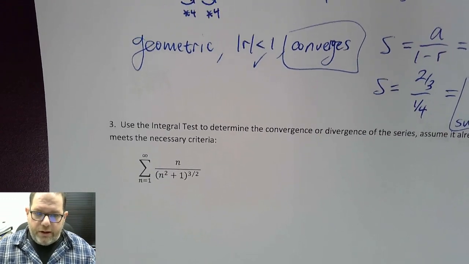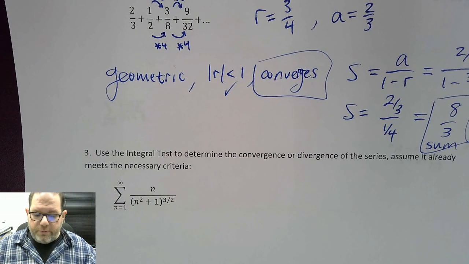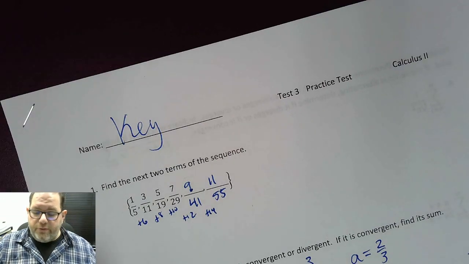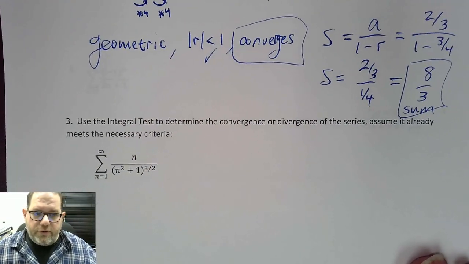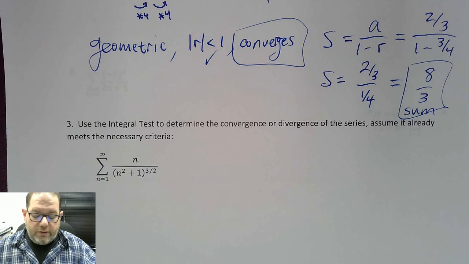All right, 3. Use the integral test to determine the convergence or divergence of the series. Sorry, my keyboard is in the way. Assume it already meets the necessary criteria. By that we mean there's three things that we had to check to be able to use the integral test, but we don't want to worry about that here. We just want to perform the integral test.